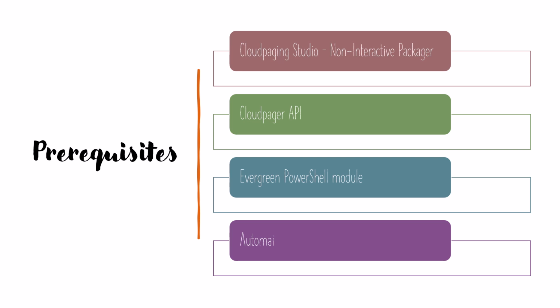But for this example, I am using Cloud Paging application containers and Cloud Pager for orchestrating and managing those containers automatically. I'm also using the Evergreen PowerShell module primarily, but I also have integrated Chocolatey and Winget too, if you would like to use those as sources for your packaging. Again, it's up to you. I'll explain my preference for the Evergreen PowerShell module over something like Chocolatey and Winget for this process as we go. Finally, I use a product called Automate, and this is for essentially running my automation on a schedule.